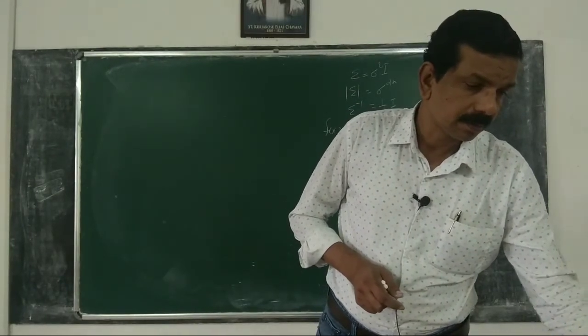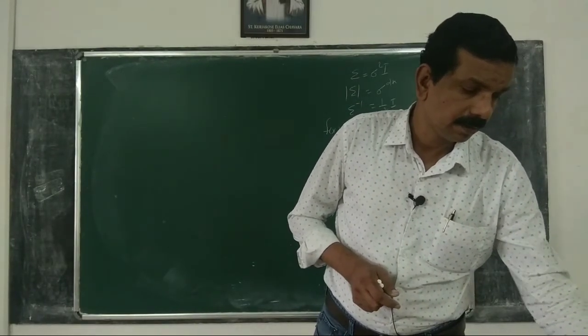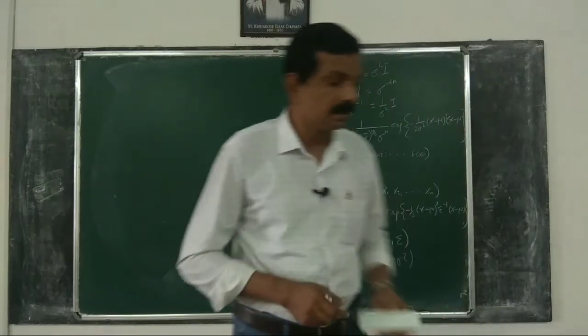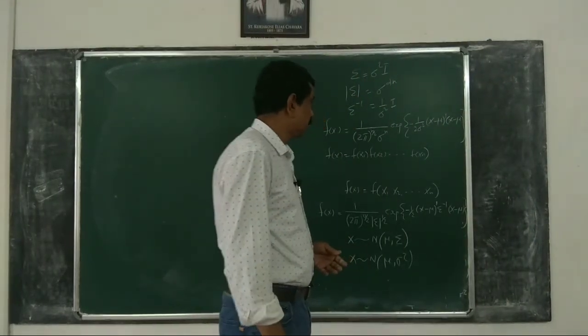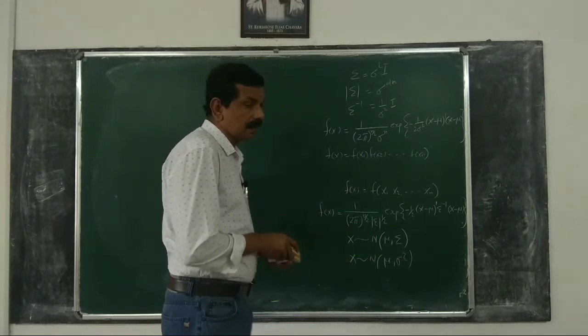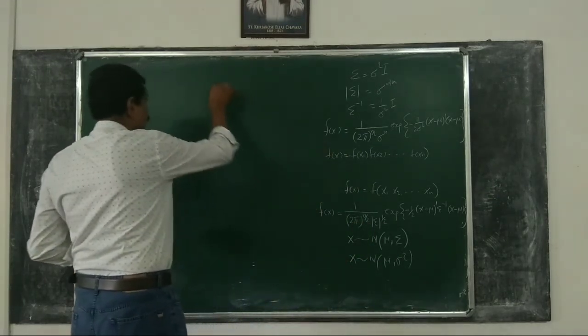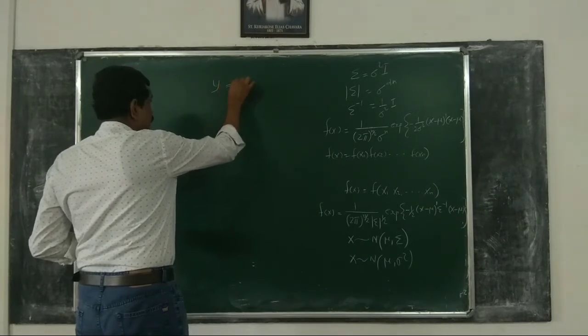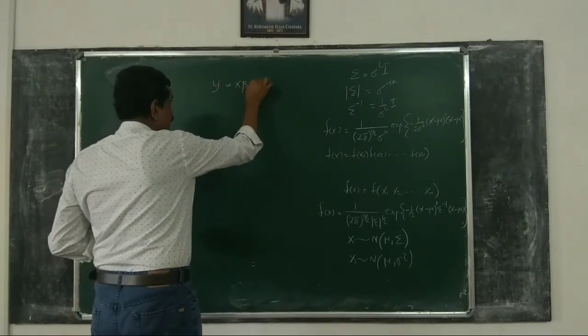Now let us illustrate the method of maximum likelihoods in the context of a general k-variable model. Our model is y is equal to x beta plus u.